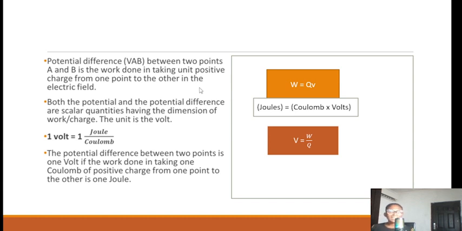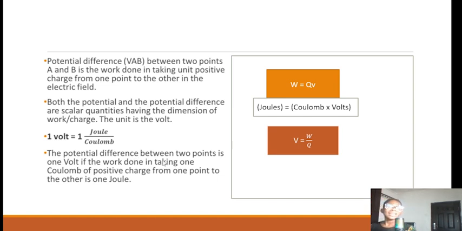Both the potential and the potential difference are scalar quantities having the dimension of work per charge. So 1 volt is joule per coulomb, that's work divided by the charge. The potential difference between two points is 1 volt if the work done in taking 1 coulomb of positive charge from one point to another is 1 joule.